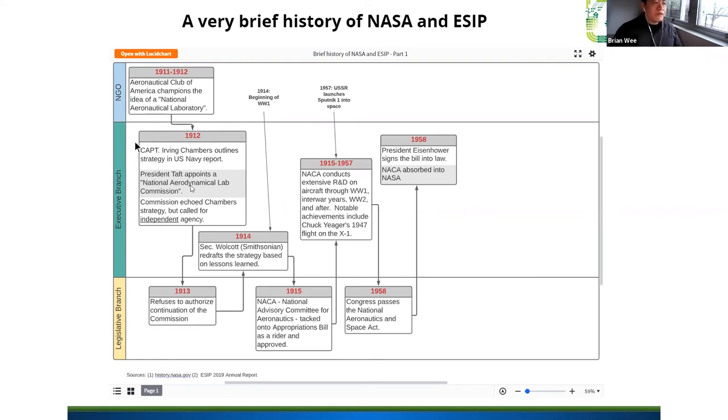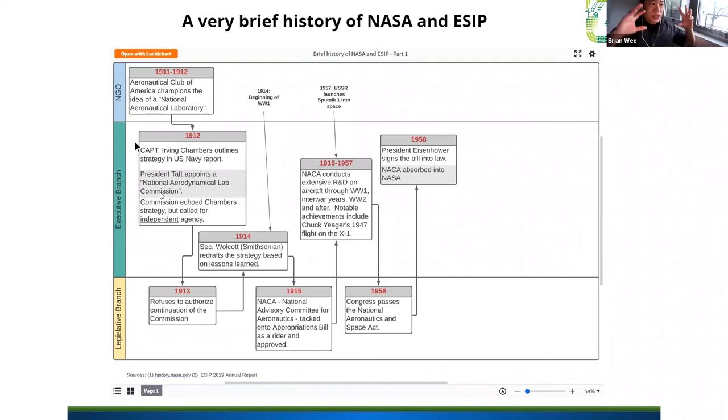Now, eventually multiple conversations happened and multiple people stepped into this foray. The Smithsonian of all places had a role to play in reinforcing this idea from Captain Chambers, essentially because the Smithsonian had some capabilities itself of aeronautical research. And this goes back to Langley of all things, right? So ultimately this makes its way up. The idea of the National Aeronautical Lab made its way up to President Howard Taft, who appointed the National Aerodynamical Lab Commission.